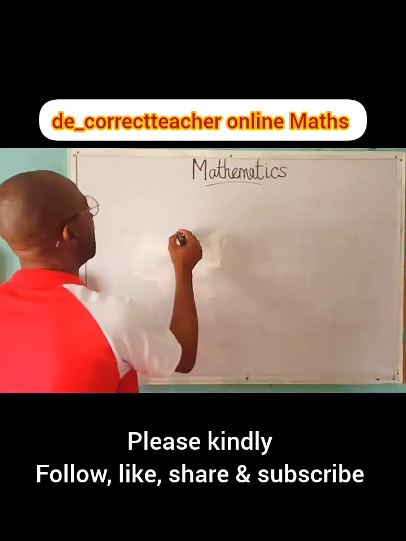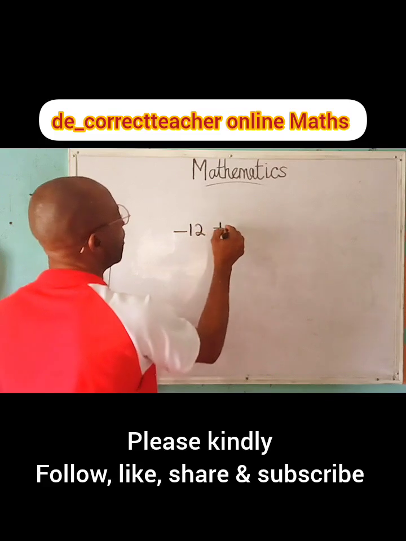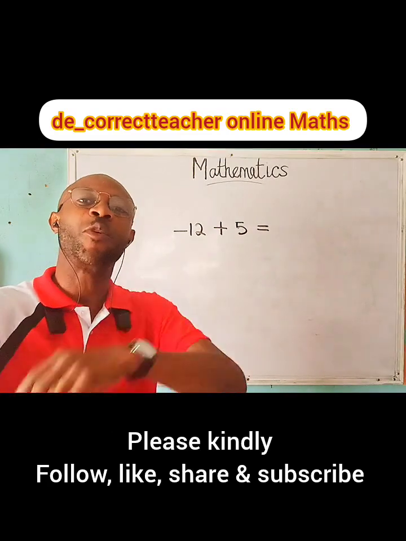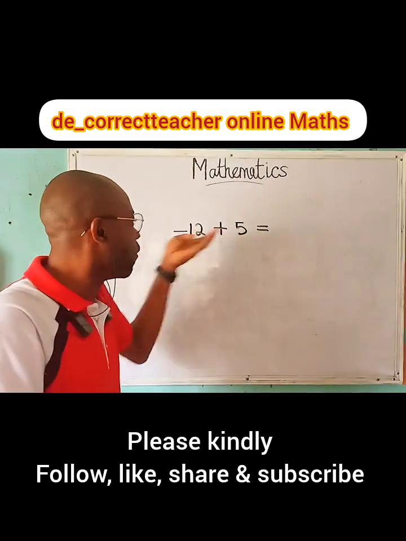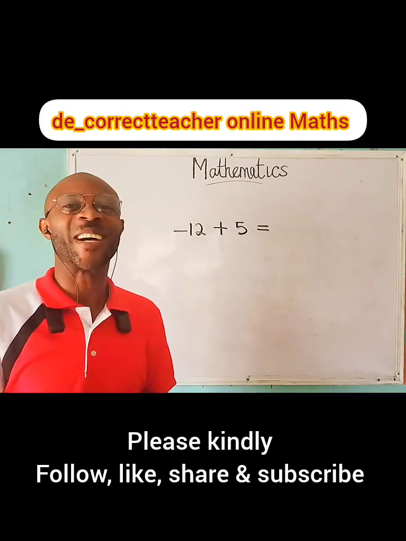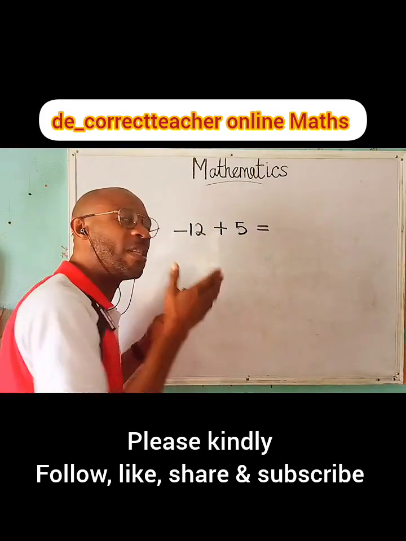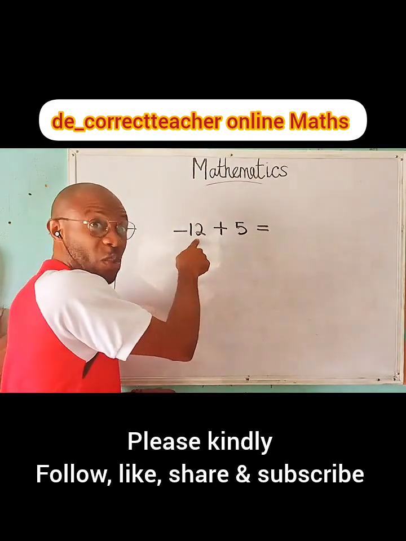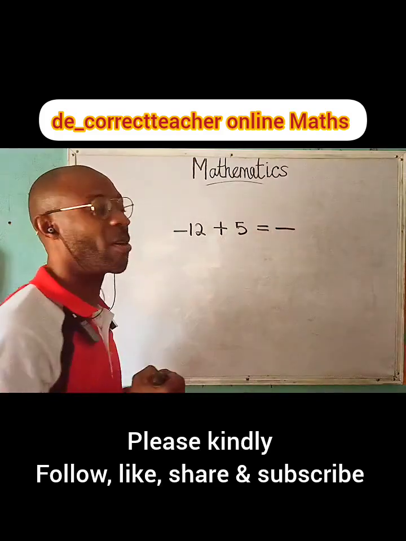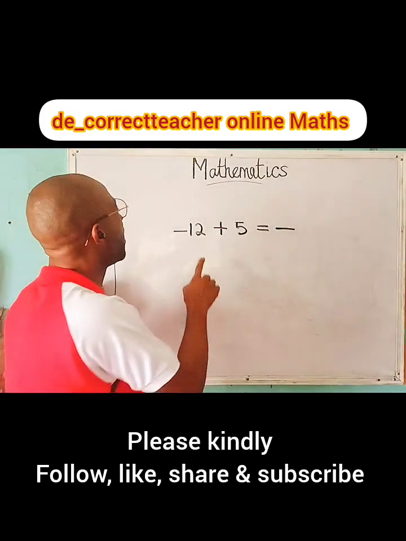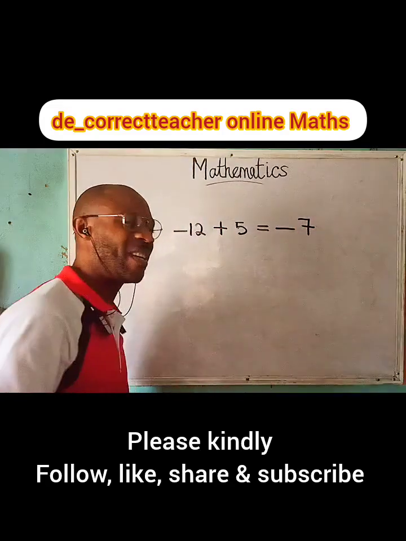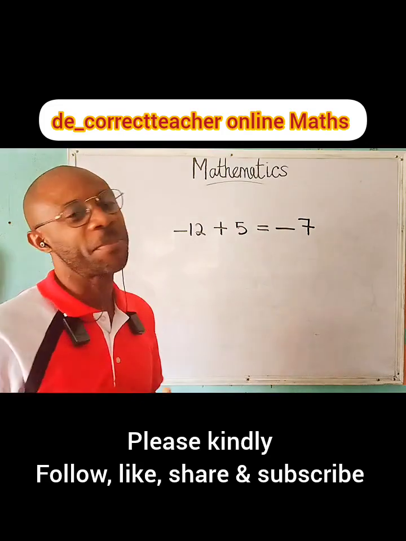So, if I have minus 12 plus 5 equals... Now, I'm going to ask you this. Tell me, which of these two numbers is bigger? You said what? Oh, 12. 12 is actually bigger. Now, the sign of this 12 is what? Minus. Good. So the minus will come because it's bigger. We take the sign of the bigger number. Before you now say 12 minus 5, which is 7. So you see, our answer is negative 7.